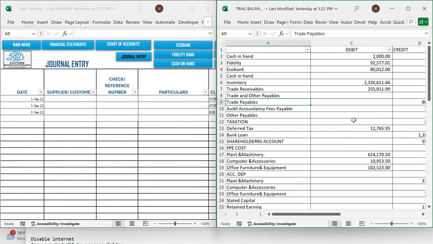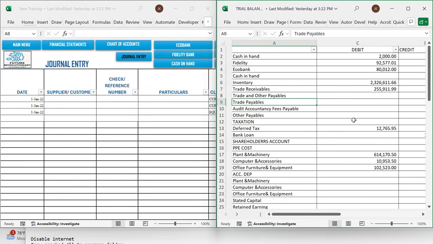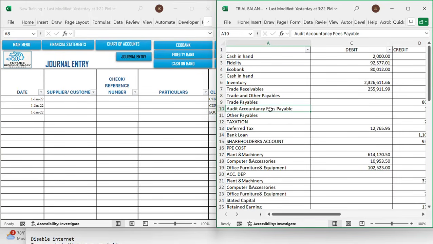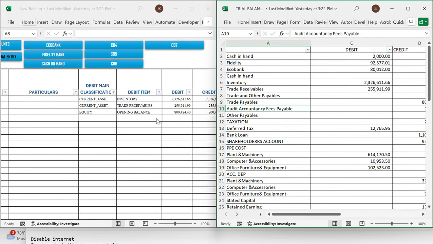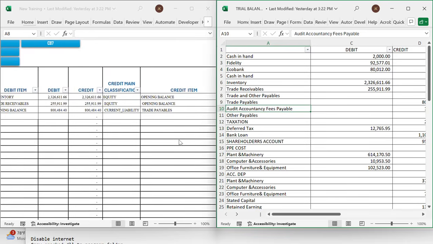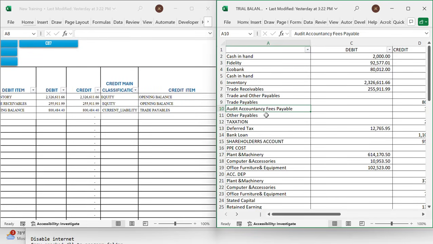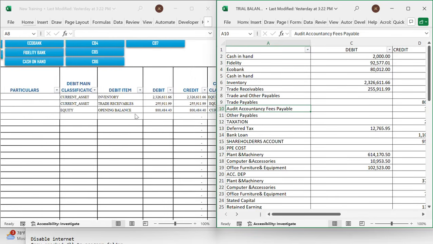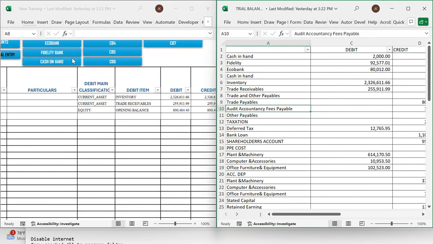Okay, so audit accountancy fee too, it is going to follow the same trend. You debit the opening balance and then you credit the audit and accountancy fee payable. If you don't have it in your chart of account, you need to go there and then add it. So I believe the rest you should be able to do it.